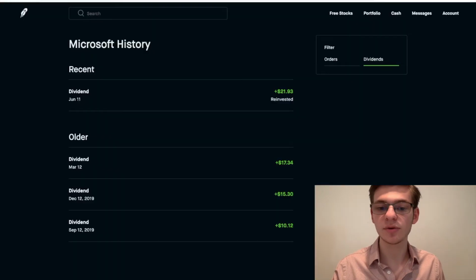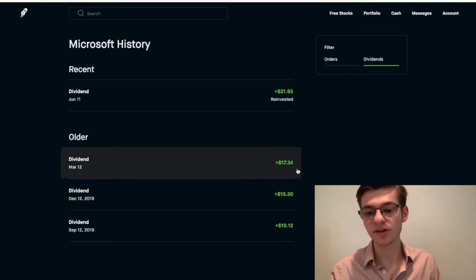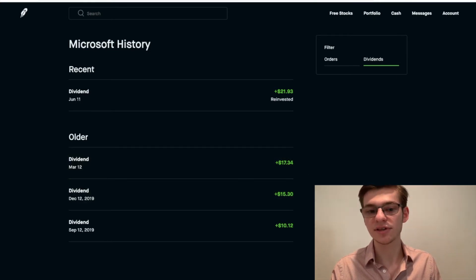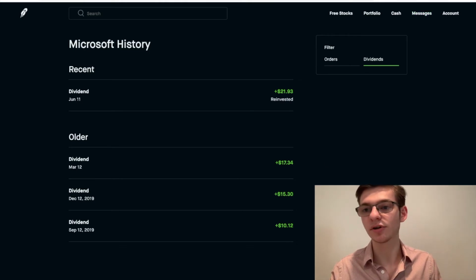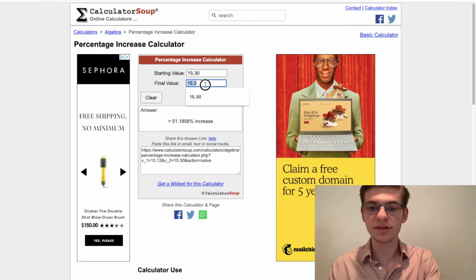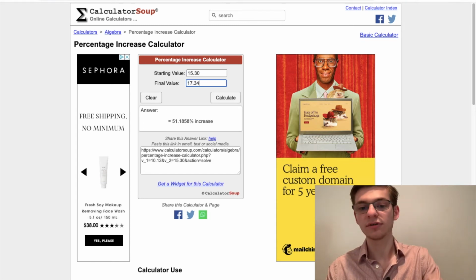Now let's look at the next one. Let's do 15.30 to 17.34. Remember, Microsoft stock did tank because of the pandemic, so that's why the dividend was not as great as it should have been, but still good nonetheless. 15.30 to 17.34. What do we get?